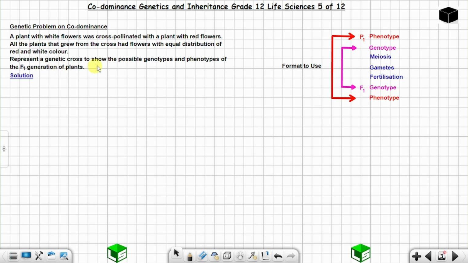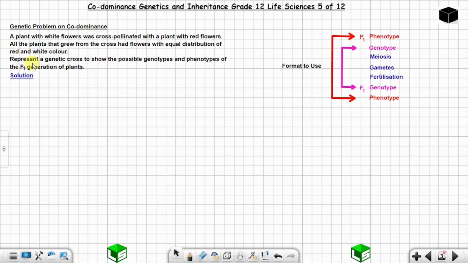You have a plant with white flowers cross-pollinated with a plant with red flowers. White and red. Now you have the offspring, with equal distribution of red and white color. From this, you understand you are dealing with codominance.